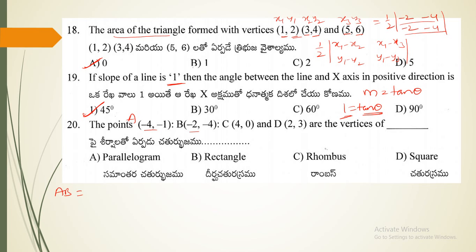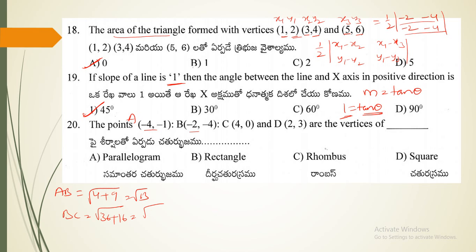AB distance is given by minus 4 plus 2 is 2 square, which is 4, plus minus 1 plus 4 is 3, so 3 square is 9, so this is nothing but root over 13. Next, what about BC? BC is 4 minus of minus 2 plus 2, which is 6, 6 square 36, plus minus 4 plus 0, so 4 square 16.